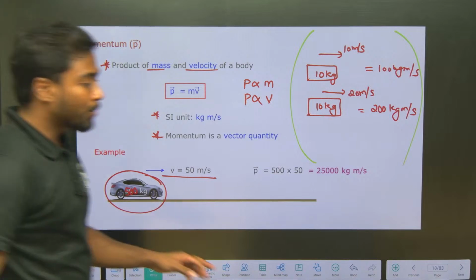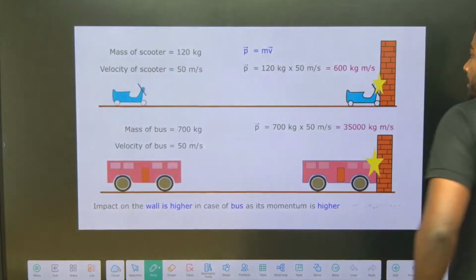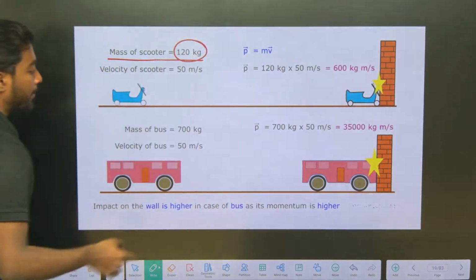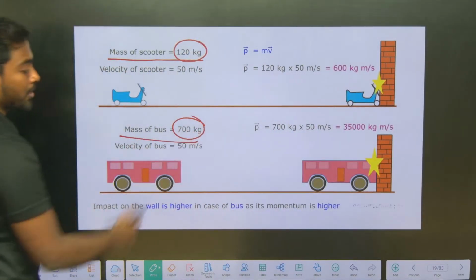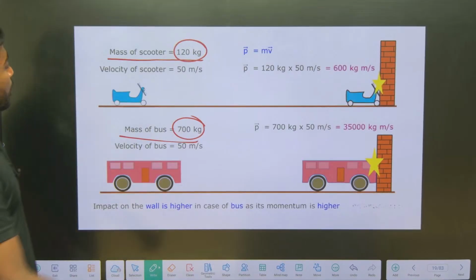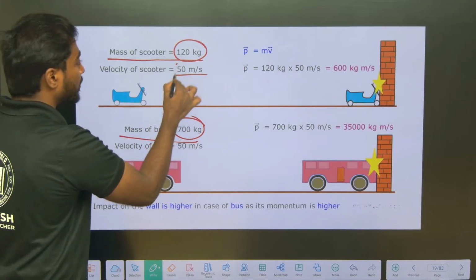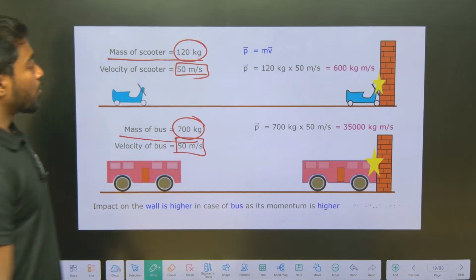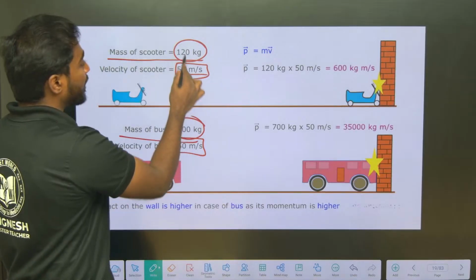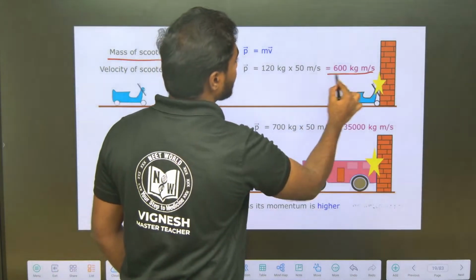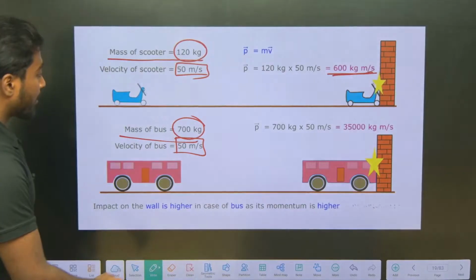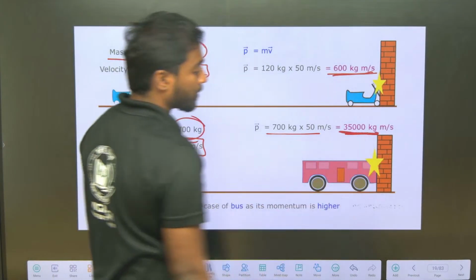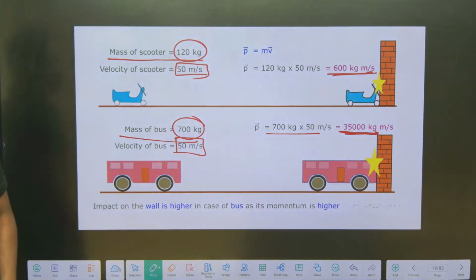Now we will go for that example. The mass of the scooter is 120 kg, but the mass of a bus is 700 kg. The scooter and the bus are going with the same velocity, 50 meters per second. So what will be the momentum? 50 into 120, I will get 6,000 kg meter per second. Here 700 into 50, I will get 35,000 kg meter per second. Which one will have the higher impact now?